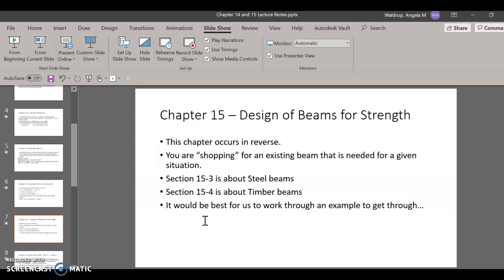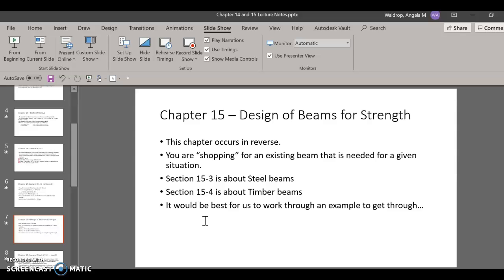Now, if we go ahead and move to chapter 15, this is a little bit of a backwards chapter where we are going to be shopping for a beam that we need for a given situation. So here we know what we want the beam to do, and we're just trying to find the beam size. So before, what we've done is we've found the stress for a given beam. Here, we have the stress, and we have the bending moment, but what we need to do is find the beam that's going to fit our situation. So we're shopping for a beam that's going to work for us.